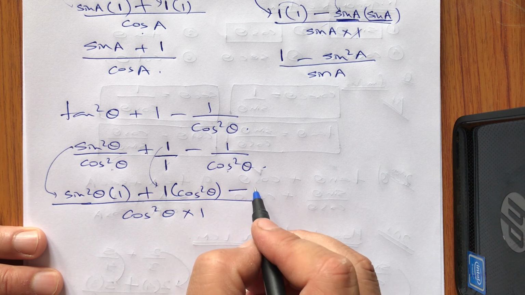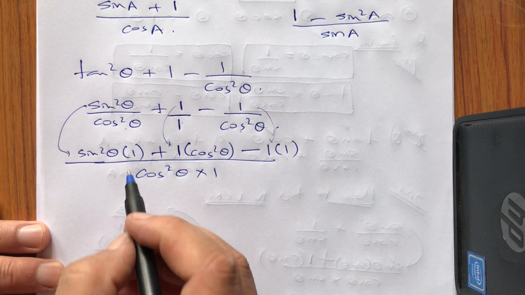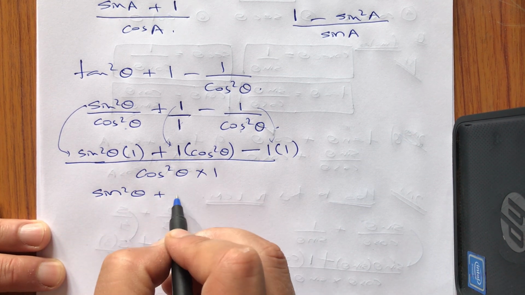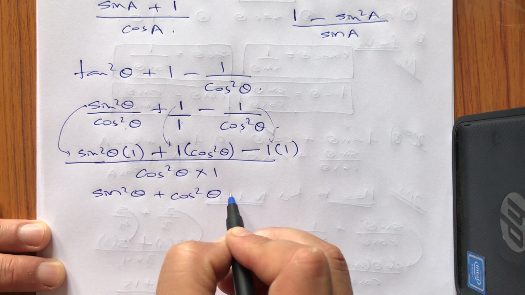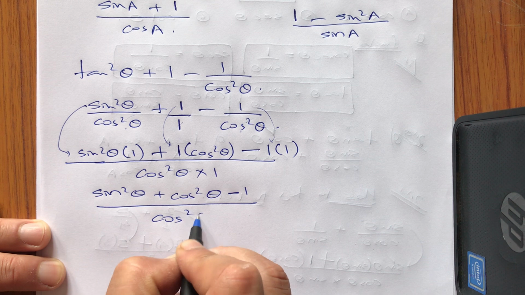Minus, we have a 1. We copy the 1 as it is. Then cos squared gets cancelled. We put a 1. Then sine square into 1 gives me sine square theta, plus 1 into cos squared gives me cos square theta, minus 1 into 1 gives me a 1, divided by 1 into cos squared theta gives me cos squared theta.